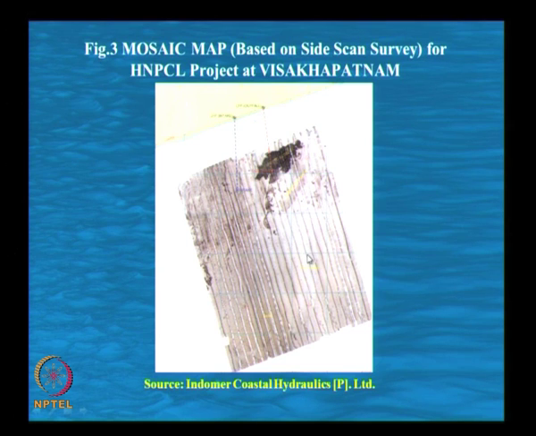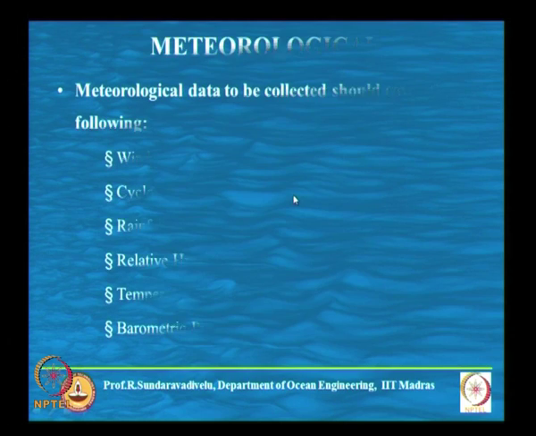So, this is the same, this is called a mosaic map, which gives the transects and shows any sunken boats and all. This shows the exposed rock, what is shown here.